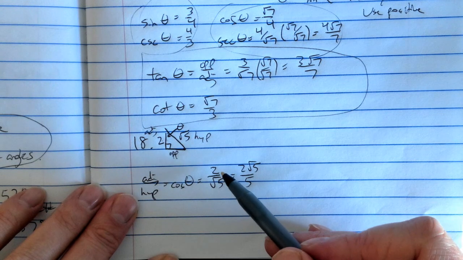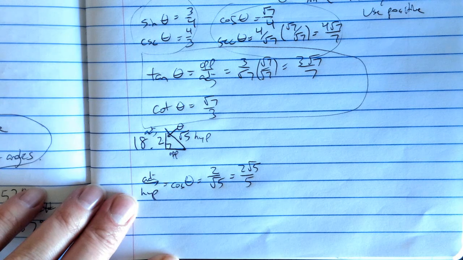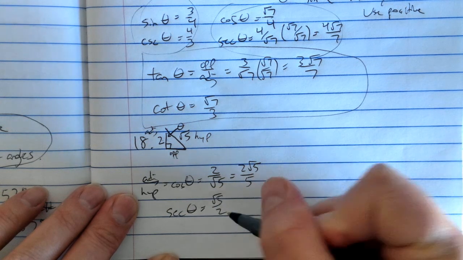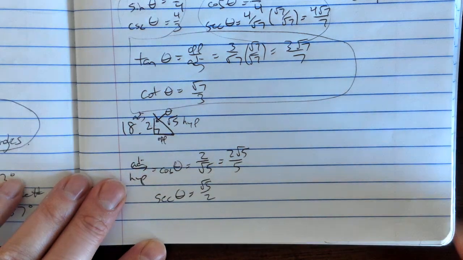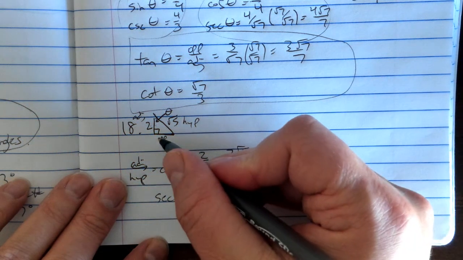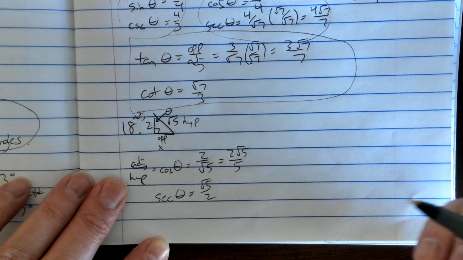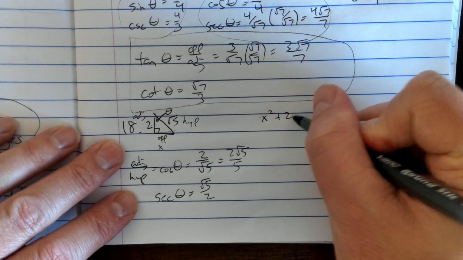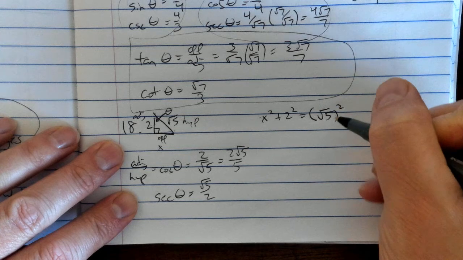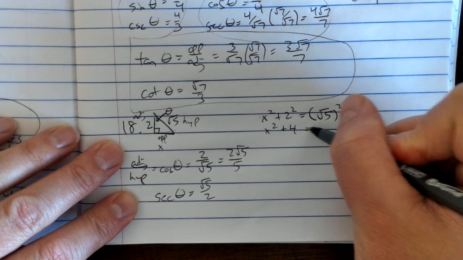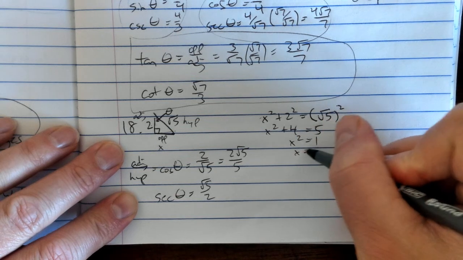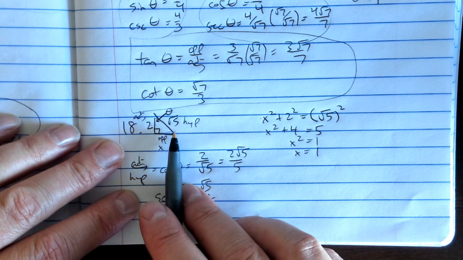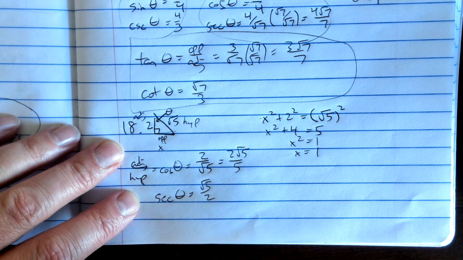If you want to skip putting square root of 5 over square root of 5 and just write this, then we can. And then secant theta would be square root of 5 over 2. So those go together. Now for the next part, we've got to figure out what this opposite length is. I'm going to call it x because it's horizontal, and do the Pythagorean theorem. x squared plus 2 squared equal square root of 5 squared. So x squared plus 4 equal 5. So x has to be positive 1, not negative 1. I'm just going to ignore the negative. It is a length, and so it's got to be positive. So now I know this is 1.